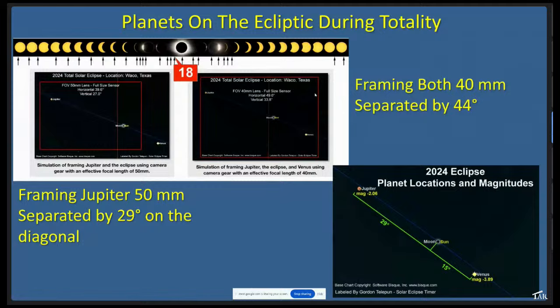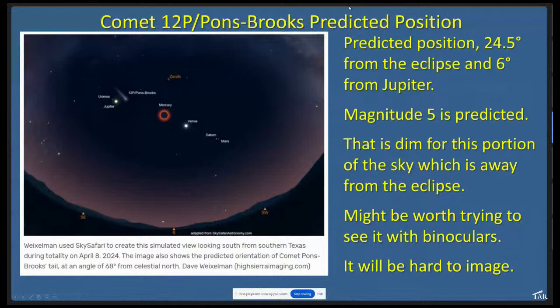The other thing is this comet 12P Pons Brooks is going to be in the sky during this eclipse, and there's a lot of buzz about this. So it's going to be about 24 degrees from totality and about 6 degrees from Jupiter. Right now it's predicted to be magnitude 5, but people are predicting it could get brighter, up to magnitude 3.5. Magnitude 5 is dim for this portion of the sky during an eclipse.